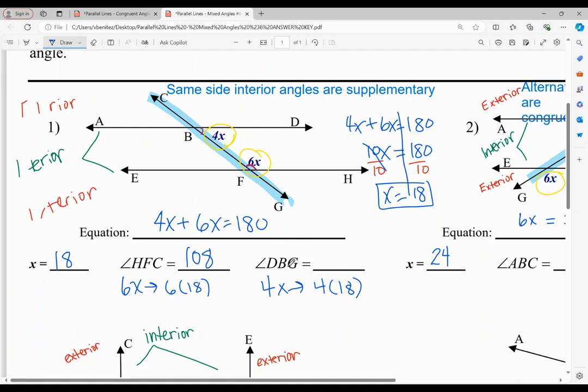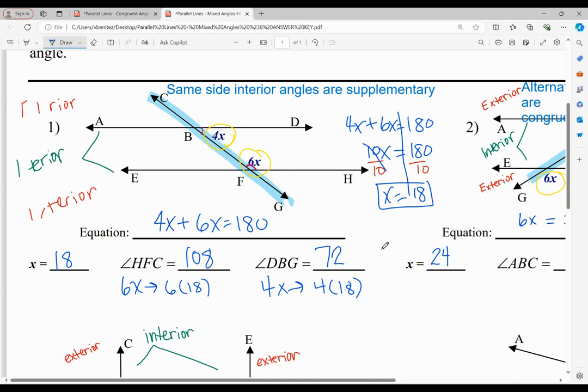To figure out the angle measure of DBG, which is this one right here, 4x, again, we're going to substitute in 18 for x. So 4 times 18, and that equals 72. So notice this time the two angles do not have the same angle measure. One's 108, the other one is 72.